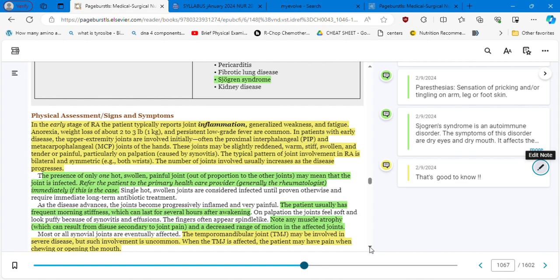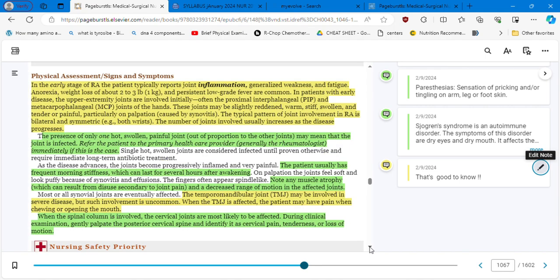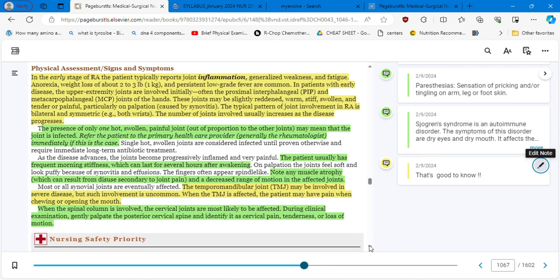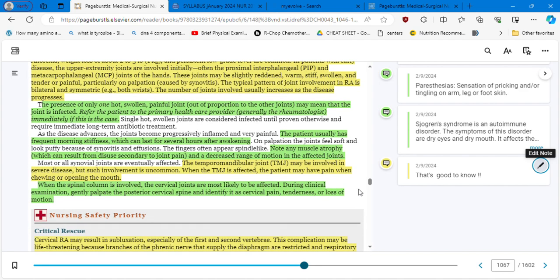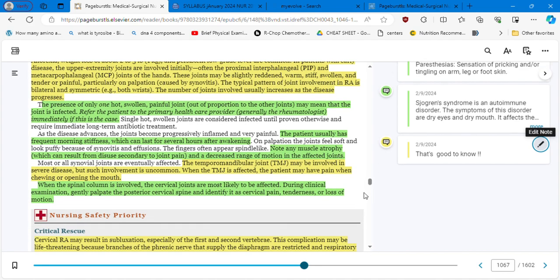Note any muscle atrophy, which can result from disuse secondary to joint pain, and a decreased range of motion in the affected joint. So you need to monitor that and try some nursing care, some teaching in how to move the joints in order to avoid this muscle atrophy.